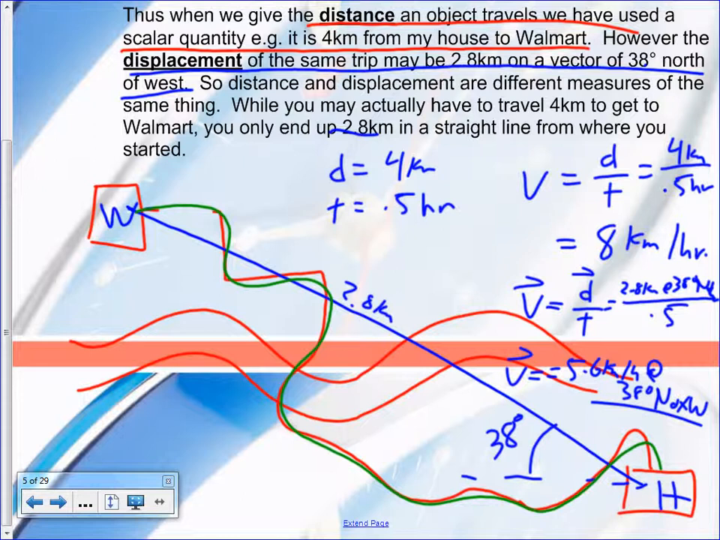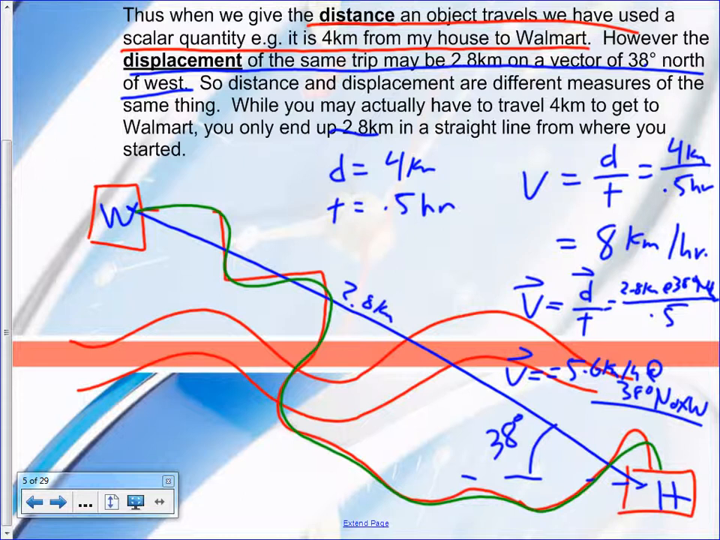I might have traveled 8 kilometers in doing that. My distance was 8 kilometers, but because I ended up back where I started, my final position and my initial position are the same place. I technically didn't go anywhere. Okay, you guys follow me there?